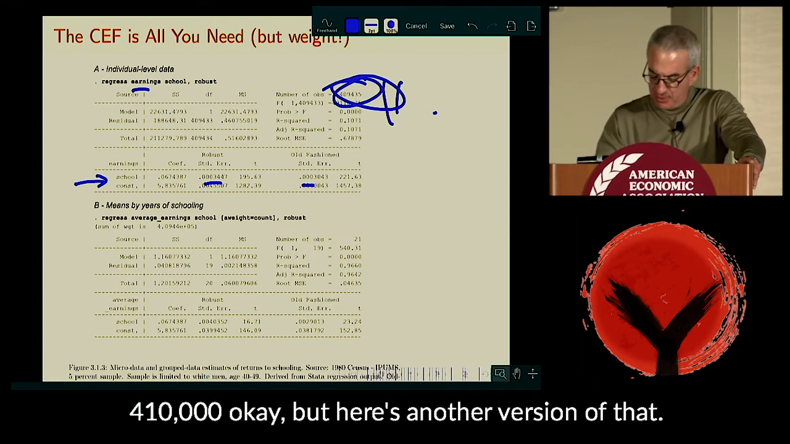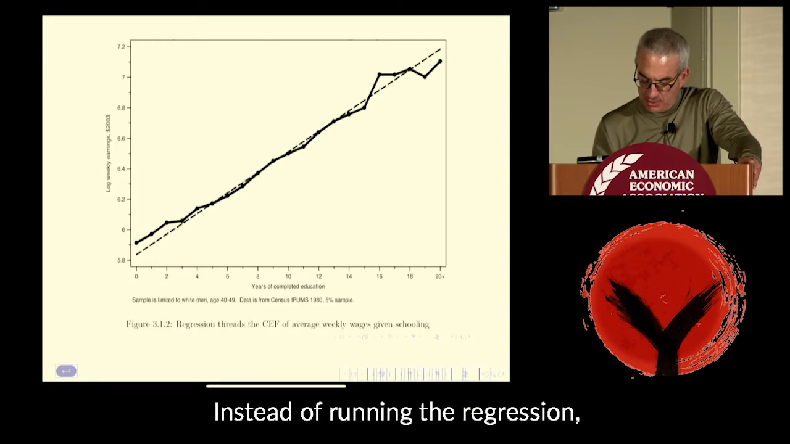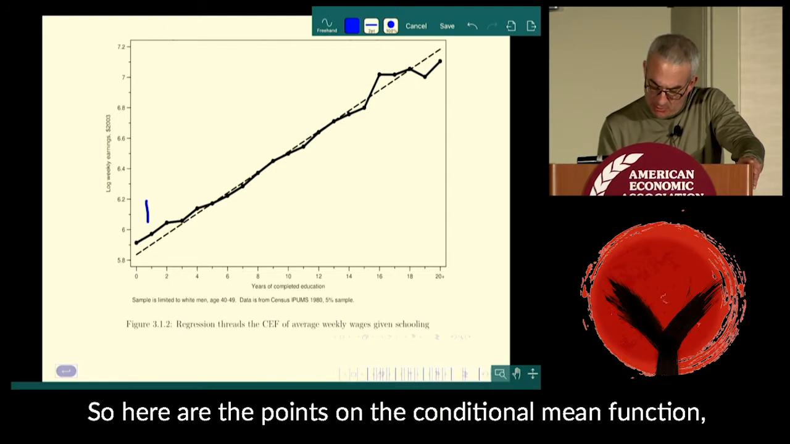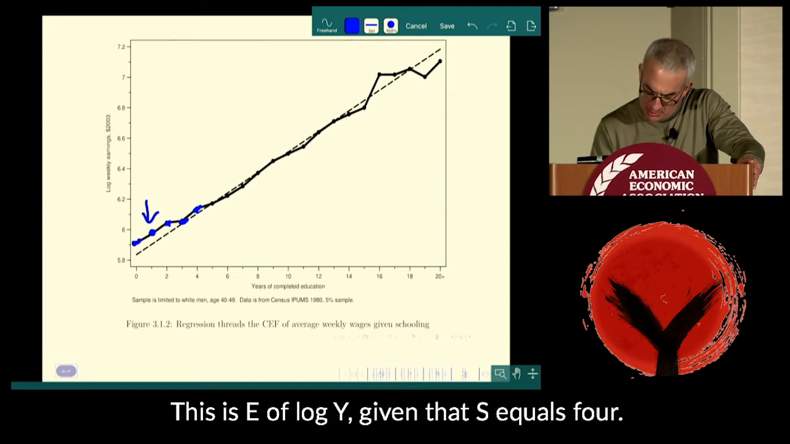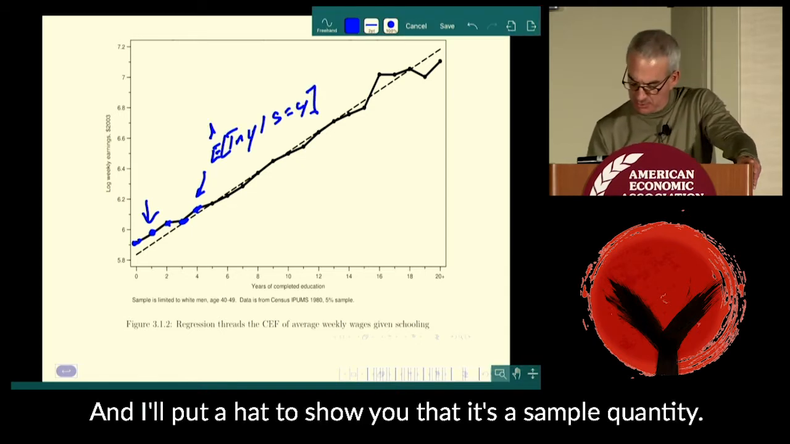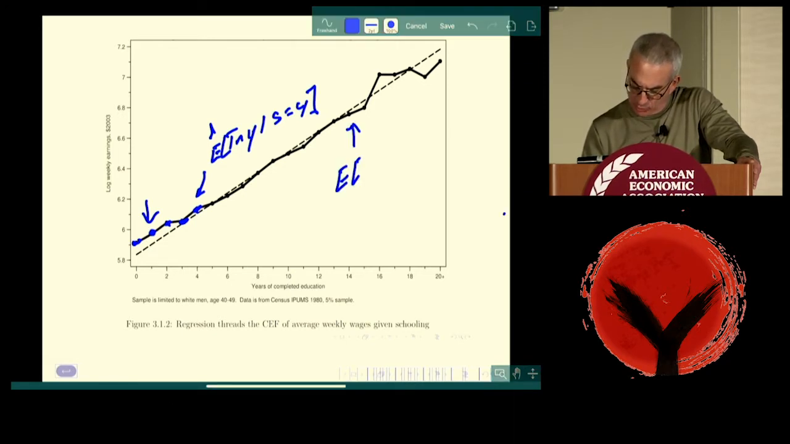409,435. But here's another version of that. Instead of running the regression, I could compute the conditional mean function. So here are the points on the conditional mean function. Each one of these, this is E of log y given that s equals 4. And I'll put a hat to show you that it's a sample quantity. And this is E of log y given that s equals 14.